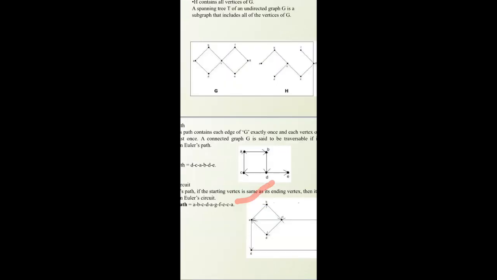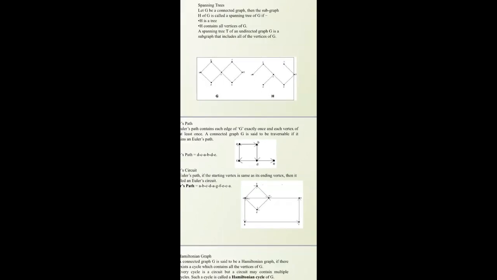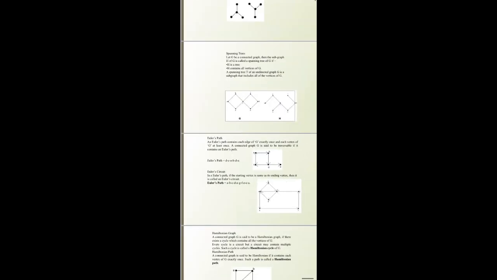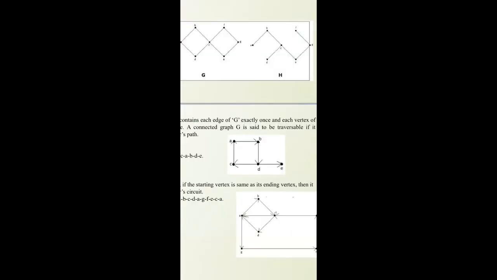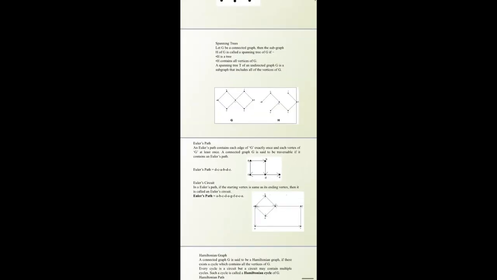For example, if we move in this graph, A should be moved to B, B to D, D to E, E to D, D to C, C to A. Clear? Every edge will be covered. If we move from A to B, B to D, D to C, and C to A, each edge is covered exactly once. So this is Euler path.